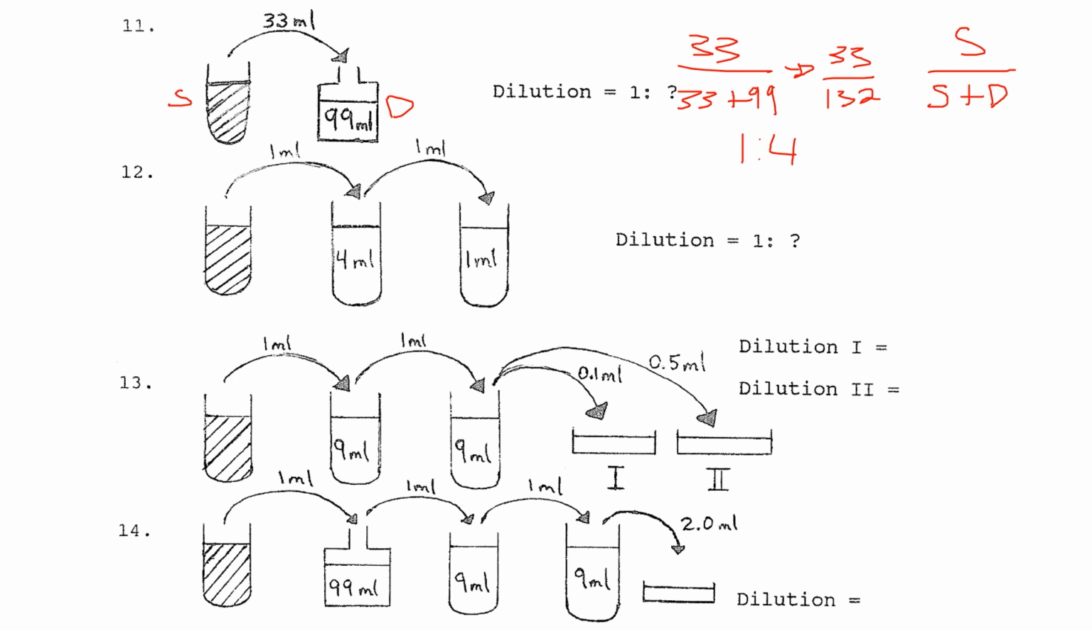Here's where it starts to get tricky, right? So here's our sample. But you'll notice now we have 2 samples coming from 2 different tubes, right? So don't get tripped up. We're going to take this one step at a time. We're going to calculate the dilution that's happening in each tube.